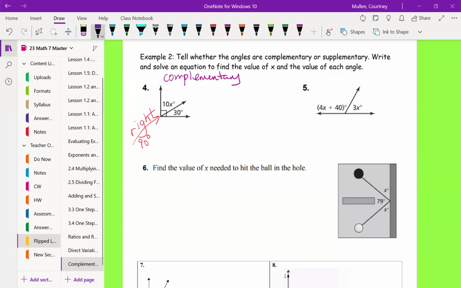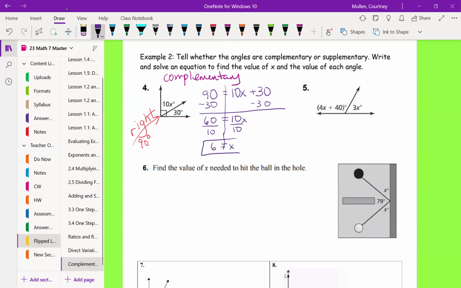So we know that their sum is 90. So the first angle is 10x, the second angle is 30, and their sum is 90. And now we just have a two-step equation to solve. So we're going to subtract that 30 from both sides. 90 minus 30 is 60. We'll divide by 10. And we get x equals 6.